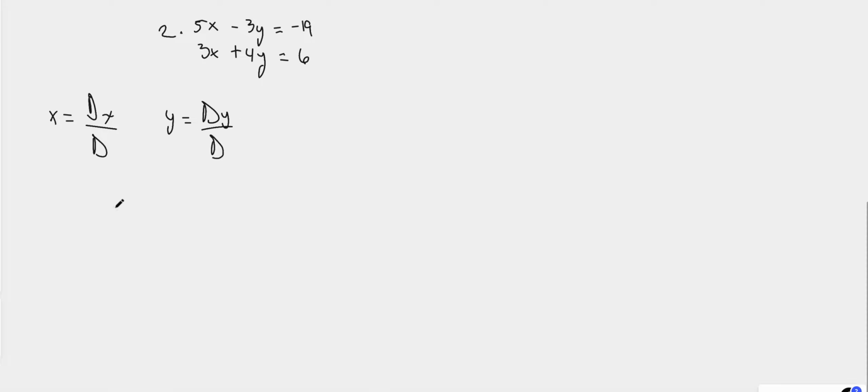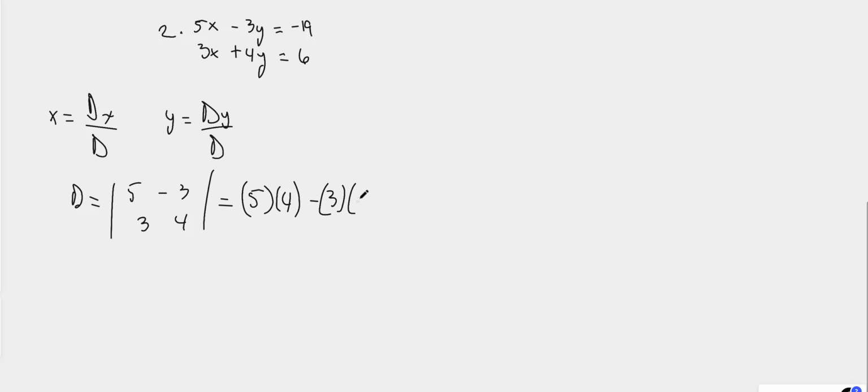So again, we start with the determinant of the constant: 5, negative 3, 3, and 4. That will be 5 times 4 minus 3 times negative 3. This is 20 plus 9, because this is a negative 3 times a negative 3. That's positive 9, which gives us 29.